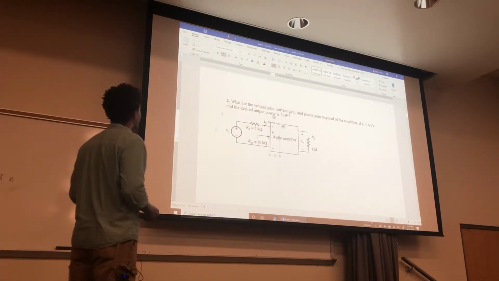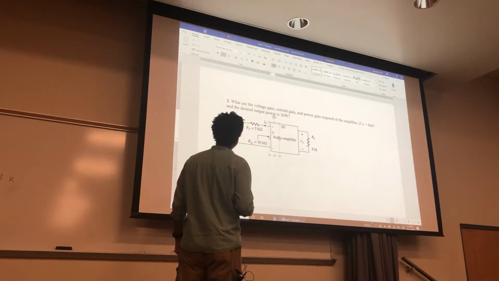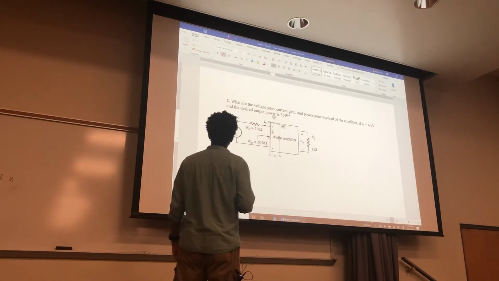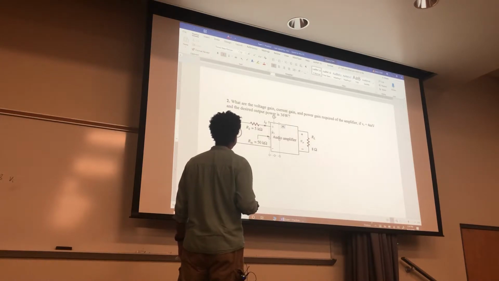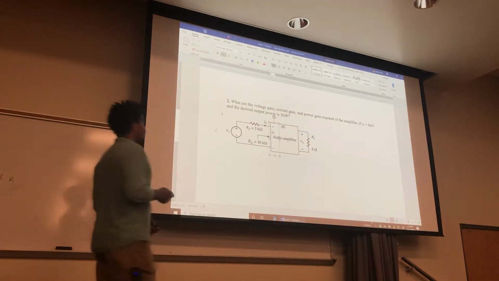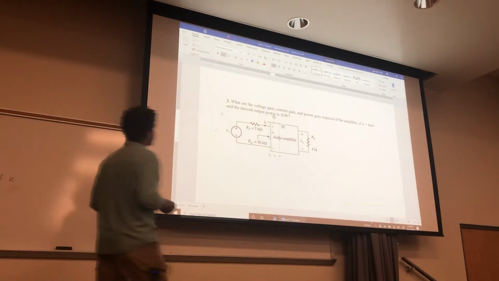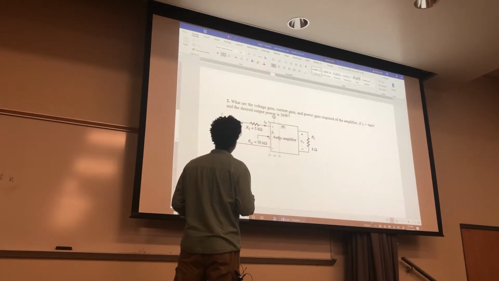Okay, number 2. What are the gain, current gain, and power gain required of the amplifier if Vs is 4 millivolts right here, and the desired output power is 36 watts? So we're given Vs and we're given the desired power, and we're supposed to find all the gains: voltage gain, current gain, and power gain.